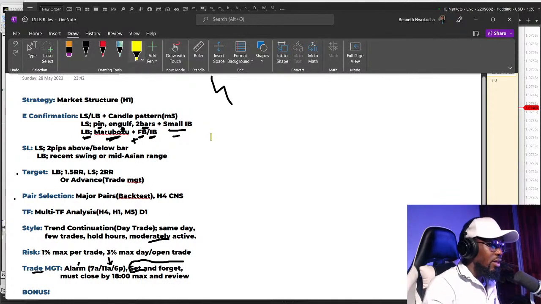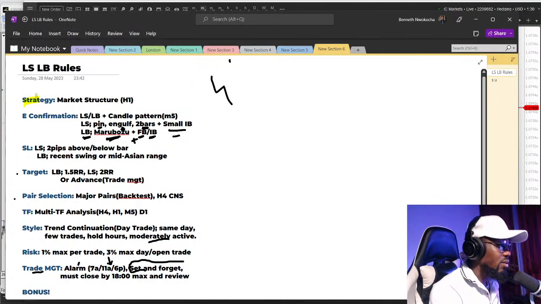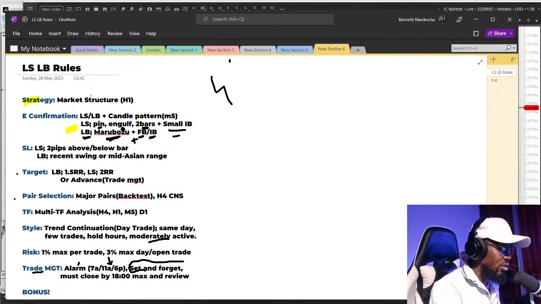Okay, all right, guys. I think I've covered this. Okay, so your stop loss. These are the rules, I'm going over the rules now. The strategy: you use the market structure on H1 to know the direction.